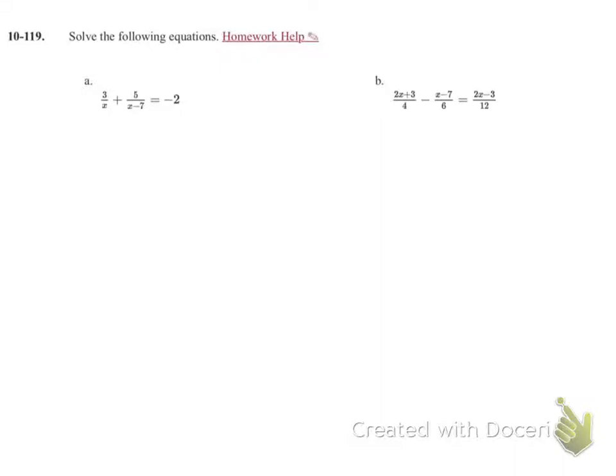Problem 119, I'm working with some fractions here. So in problem A, I have a denominator of x and a denominator of x minus 7. Now there's multiple things I could do, but I'm going to use fraction busters, which means I'm going to multiply everything by that common denominator, which is x times x minus 7.